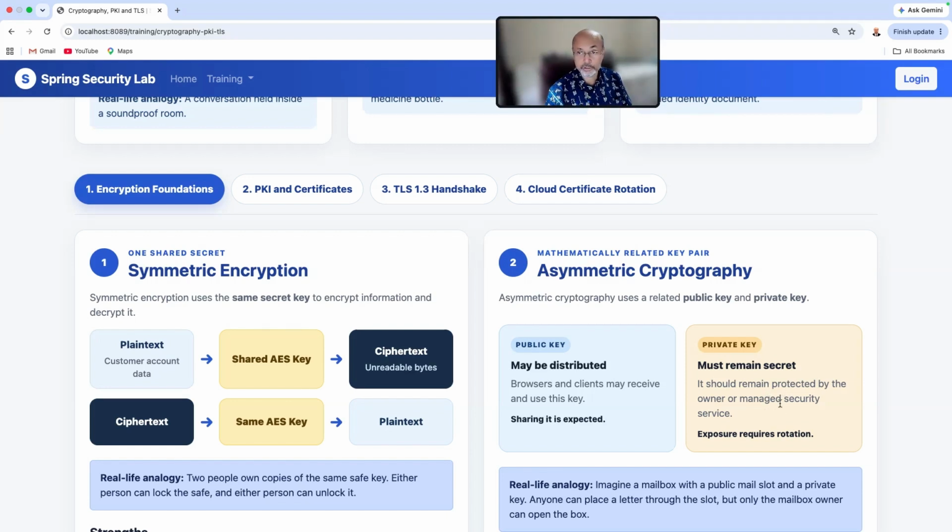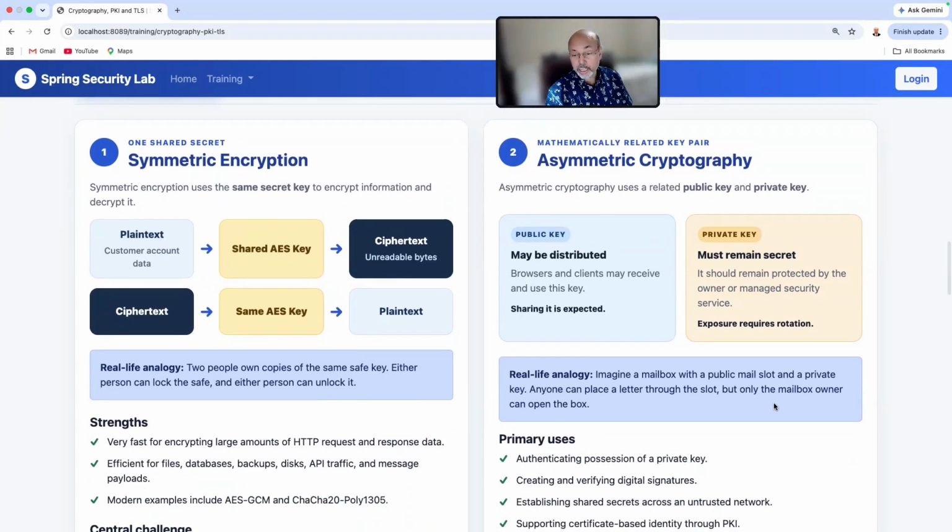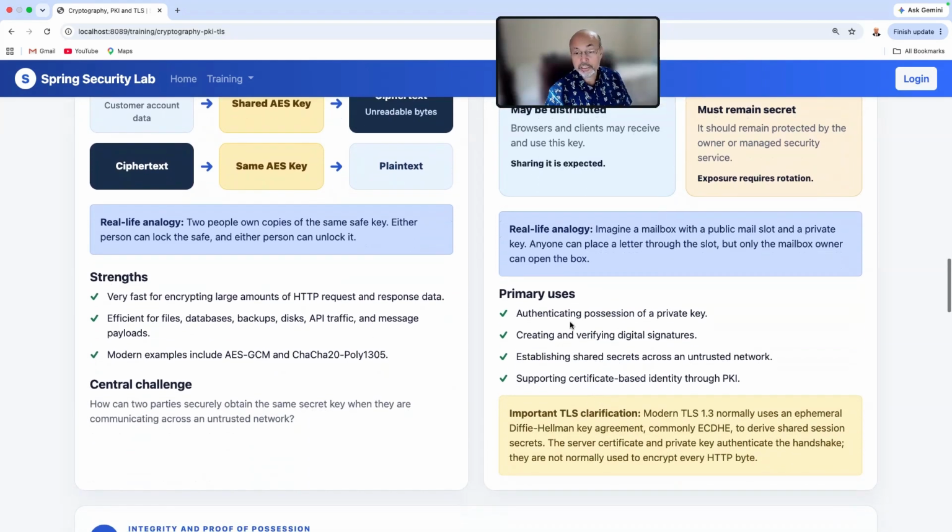Exposure requires rotation. Real life analogy: imagine a mailbox with a public mail slot and a private key. Anyone can place a letter through the slot, but only the mailbox owner can open the box. The primary uses are authenticating possession of a private key, creating and verifying digital signatures, establishing a shared secret across an untrusted network, and supporting certificate-based identity through PKI. We will cover all of this.